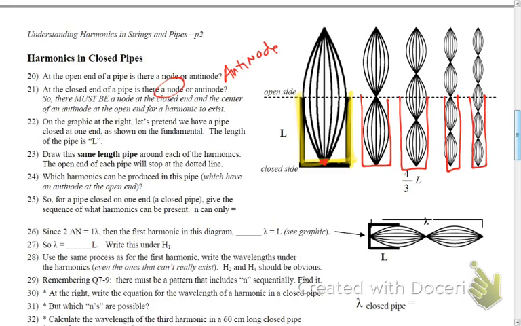Now, keeping in mind what we know about antinodes and nodes. Antinodes are our maximum energy, right? And nodes are our minimum energy. Which of these 5 harmonics are actually going to happen? Which are going to be produced? Are they all going to be produced, or is only a portion of them going to be produced?